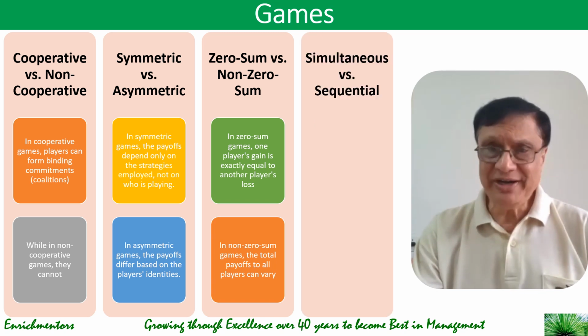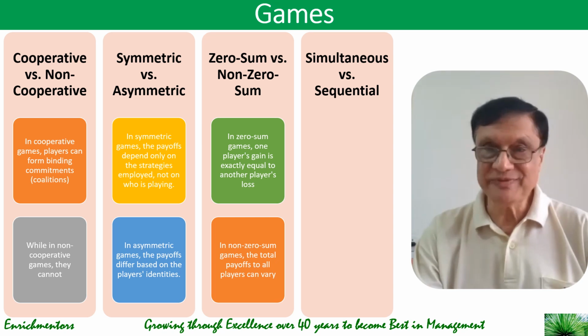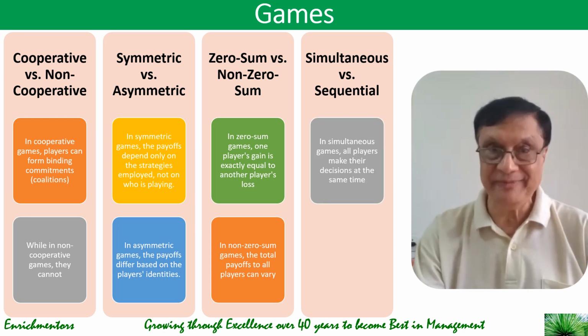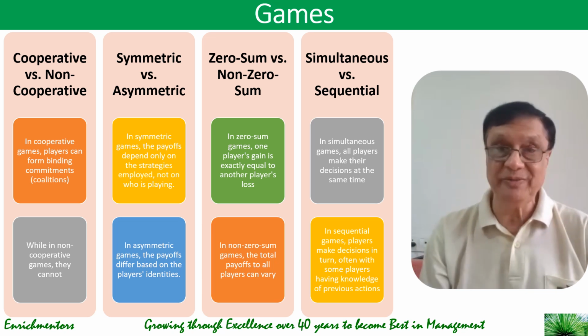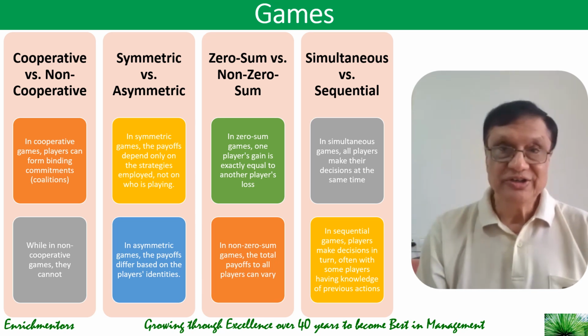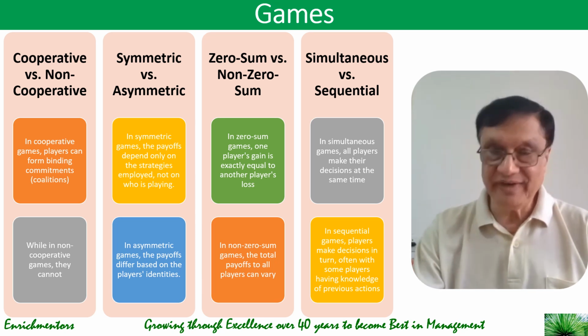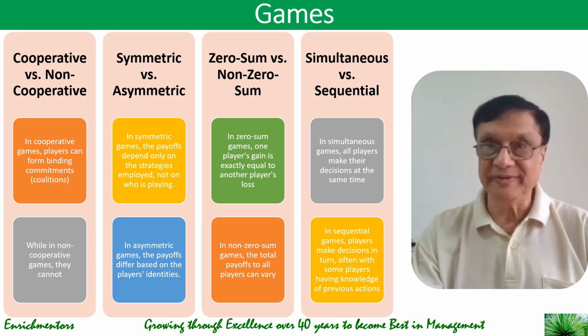Then there are simultaneous versus sequential games. In simultaneous games, all players make their decisions or moves at the same time. In sequential games, players make decisions in turn, often with some players having knowledge of the previous actions. So those are the different kinds of games in game theory.